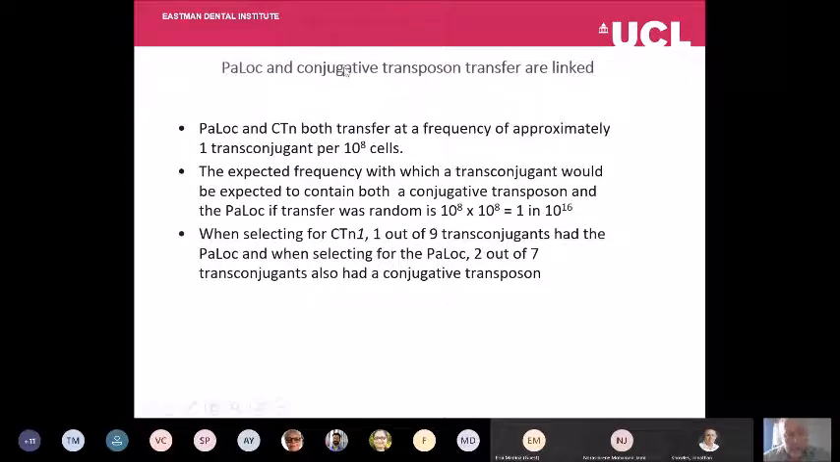So what it did indicate was that parlock and conjugated transposon transfer are linked. We found that the parlock and conjugated transposons both transferred at a frequency of just one transconjugate per 10 to the 8 cells, which is a very low frequency of transfer. But if the transfer of CTN1 and parlock were independent, we would expect a transfer frequency of 1 in 10 to the 16, 10 to the 8 times 10 to the 8, which you just would never see. What we did see was that 1 out of 9 transconjugates had the parlock when selecting for the CTN, and 2 out of 7 also had the conjugated transposon when selecting for the parlock. So obviously there's some form of linkage between transfer of the parlock and the conjugated transposon in these experiments.